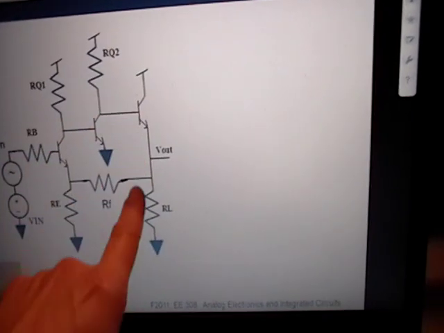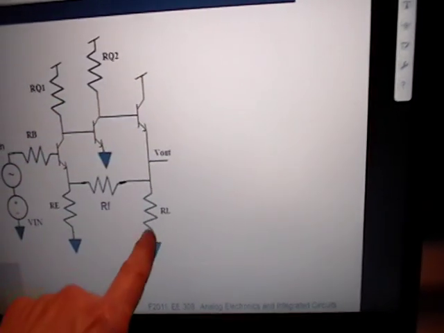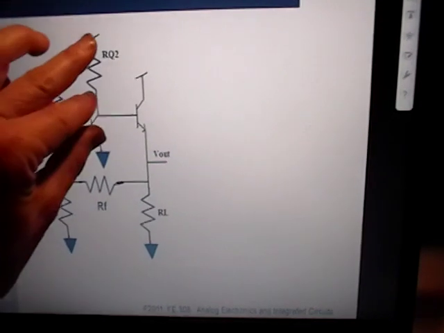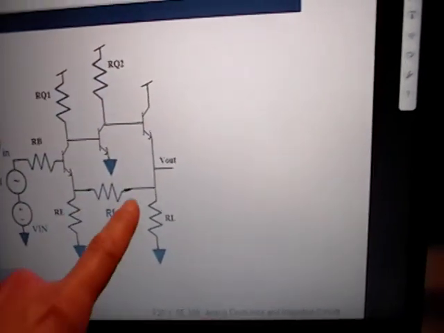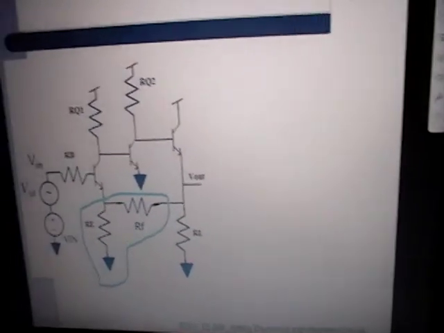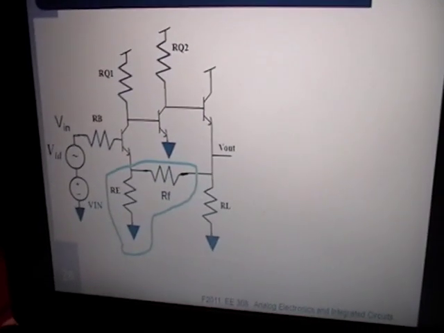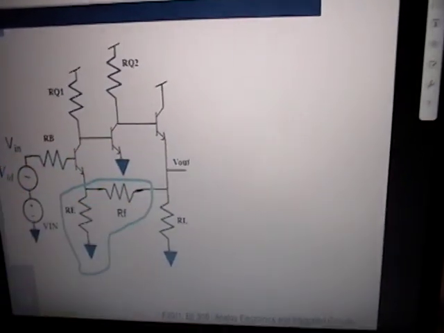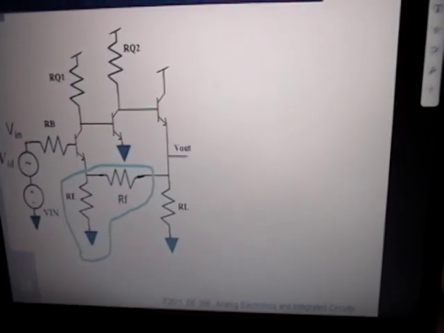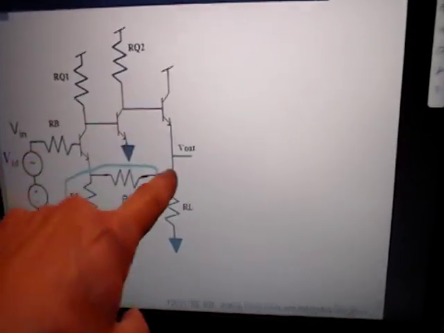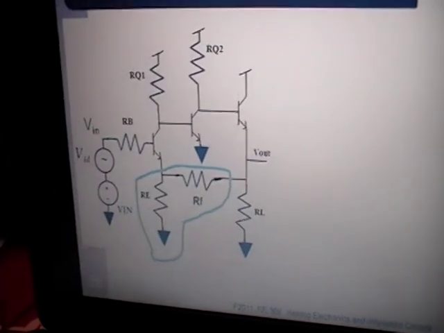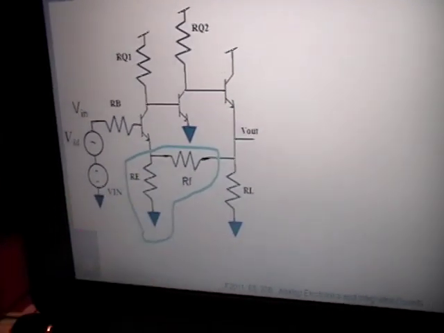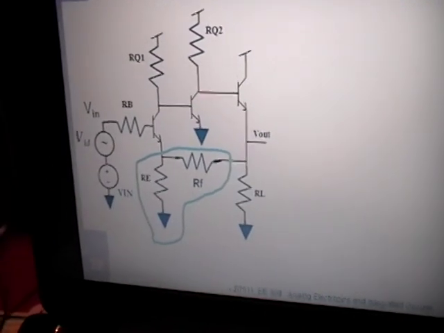So this whole thing is your emitter follower. So let's see what we've gotten. We've got rid of this, this, and this. What's left are those 2 resistors. So this, and this, those are your small AV feed forward amplifier. This blue circle right here is your feedback network.